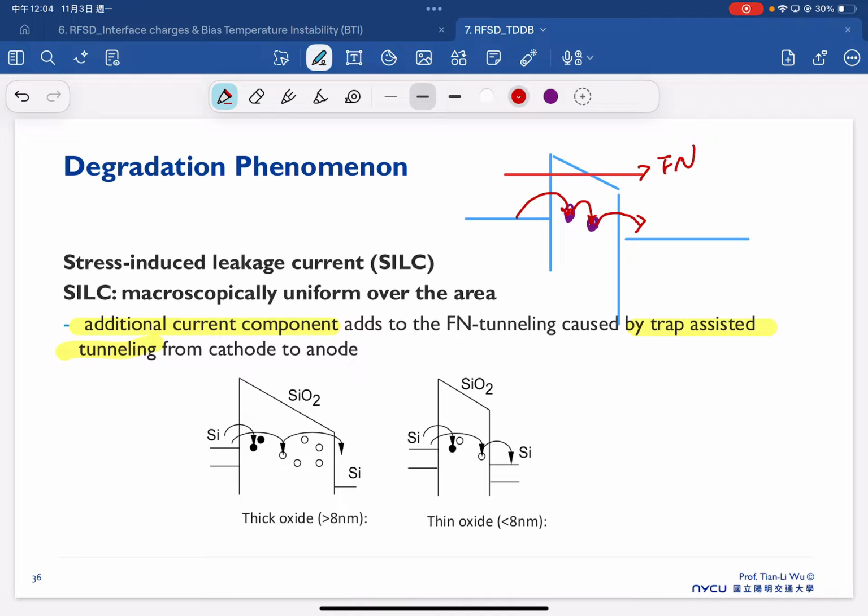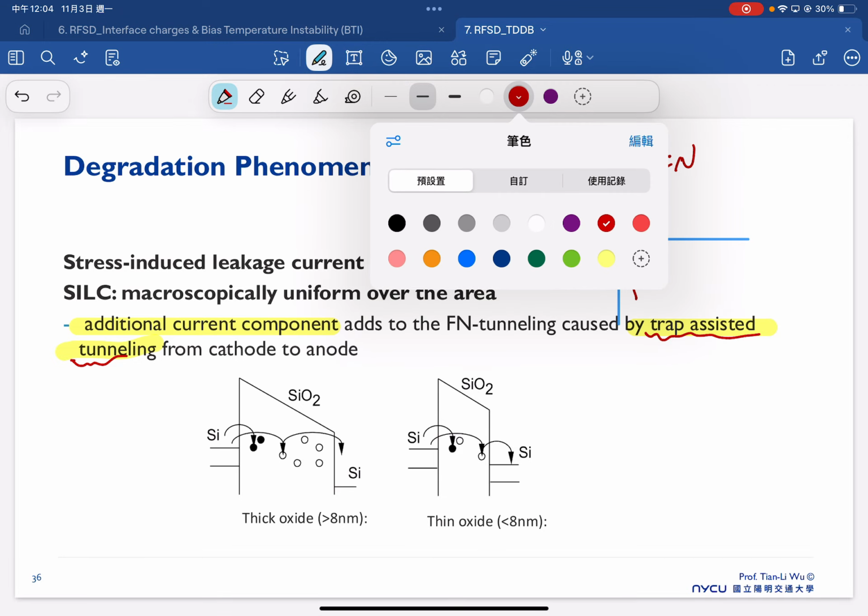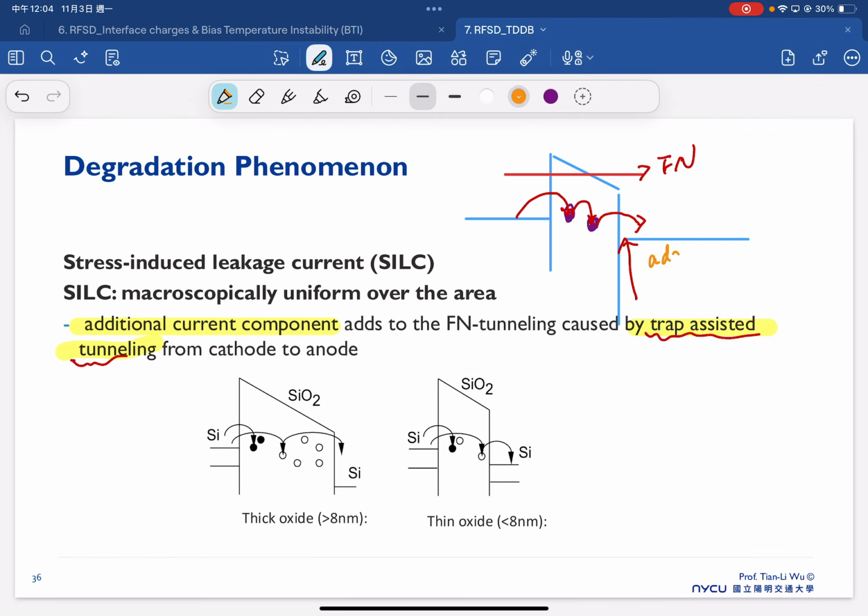This is a trap assisted tunneling, and this will cause additional current. And that's why we call this the SILC, stress-induced leakage current here.